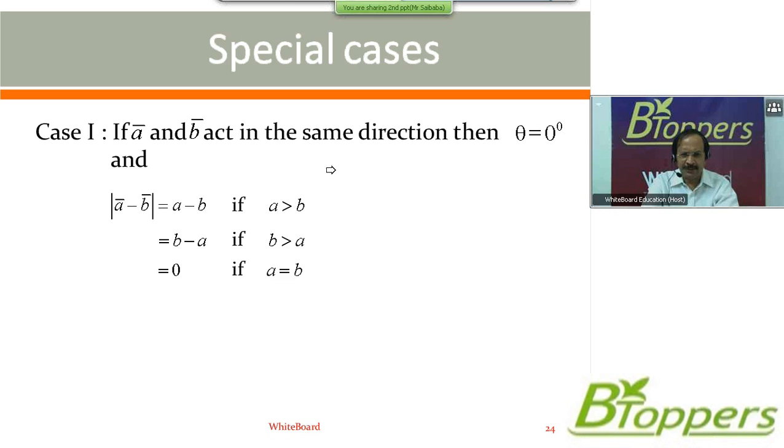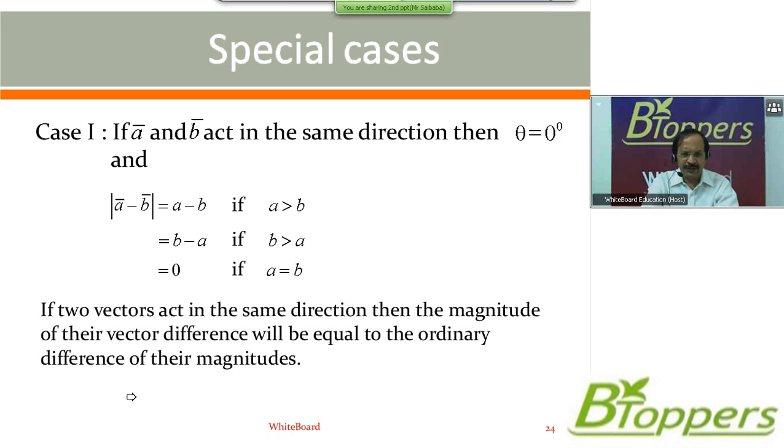That means the two vectors have the same direction and same magnitude, then the two vectors are equal. Then the vector difference will be 0. The magnitude of the vector difference will be 0. So in general, if two vectors act in the same direction, then the magnitude of their vector difference will be equal to the ordinary difference of their magnitudes.